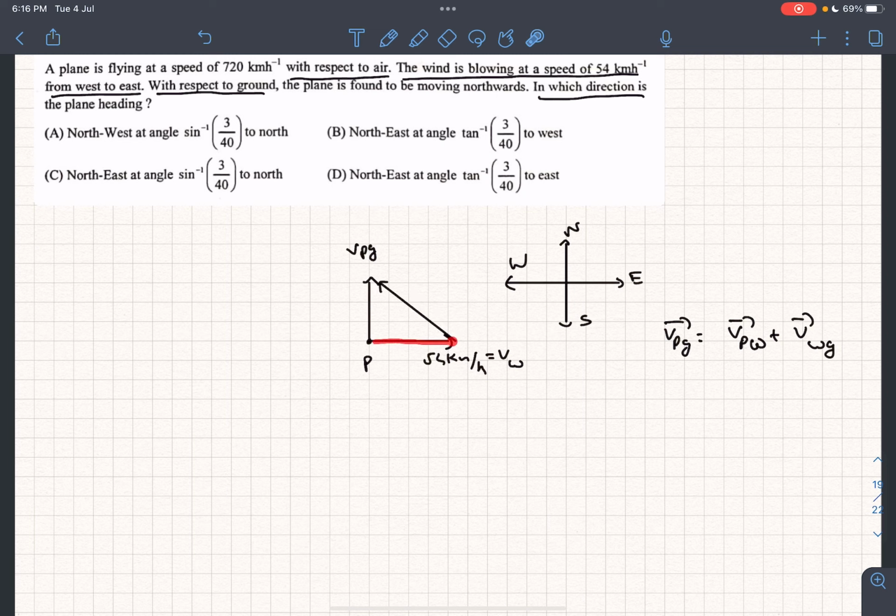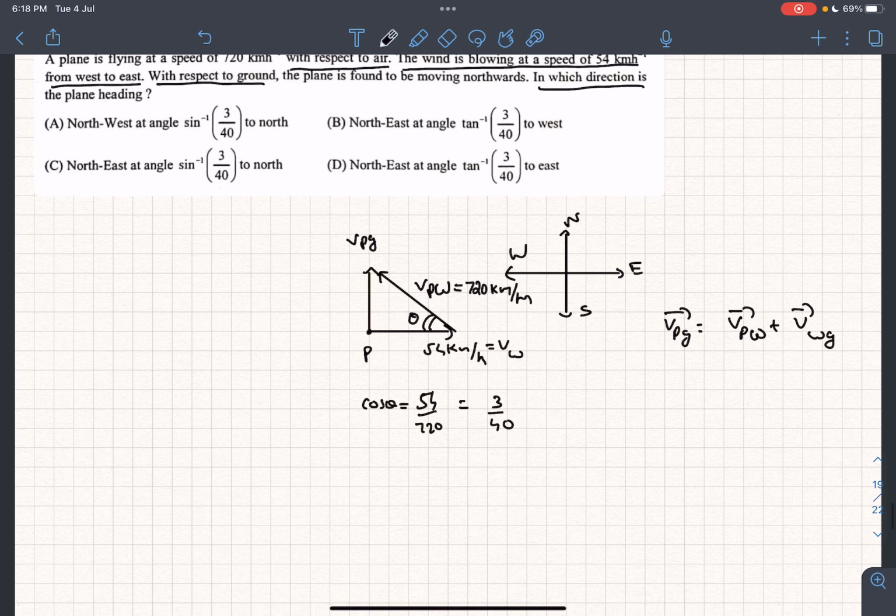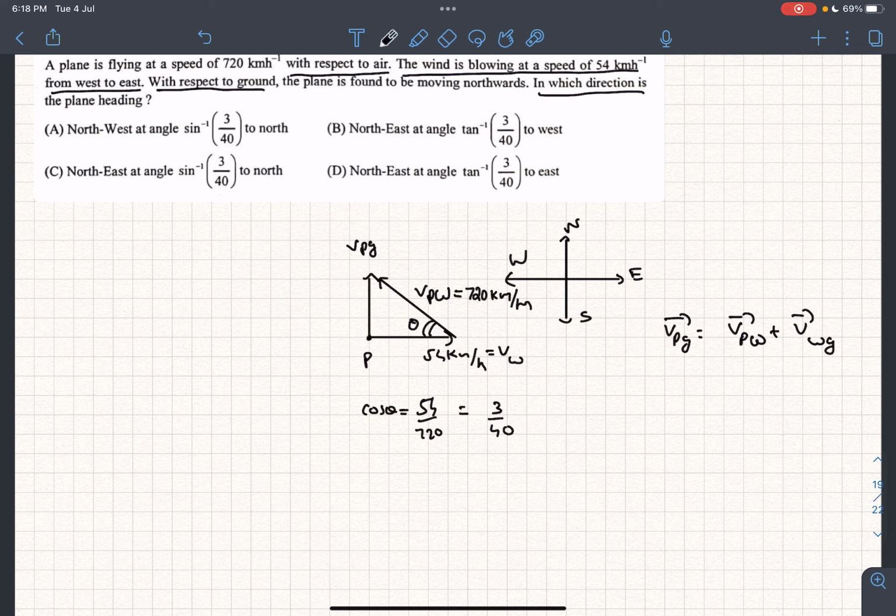Why? Because this is the velocity of the wind relative to ground. If you add the velocity of the plane relative to wind, you should get the velocity of the plane relative to ground. So this is the direction in which the plane is heading. Now this angle can be easily found out because the velocity of the plane relative to the wind is given. This is given to be 720 kilometers per hour. So from this diagram, I can write cos theta as 54 divided by 720, which comes out to be 3 by 40.